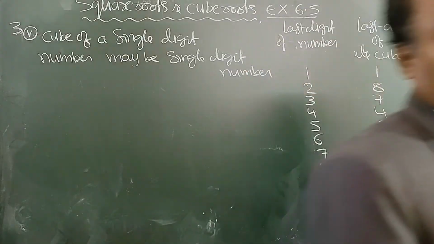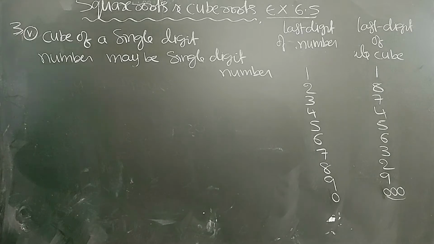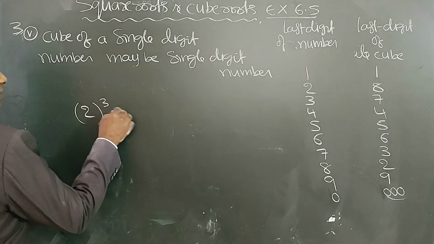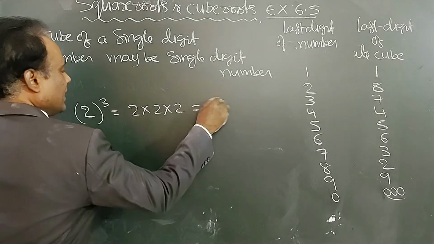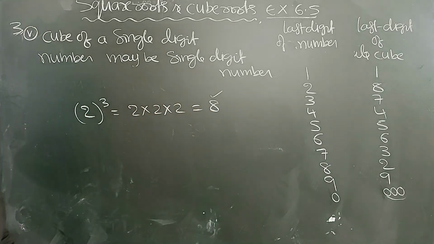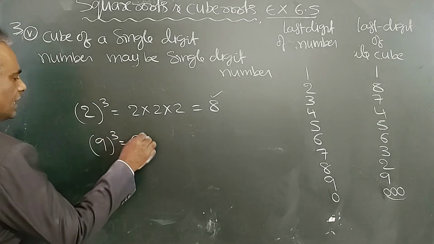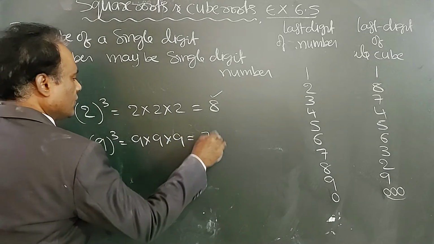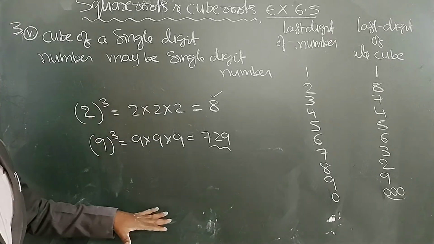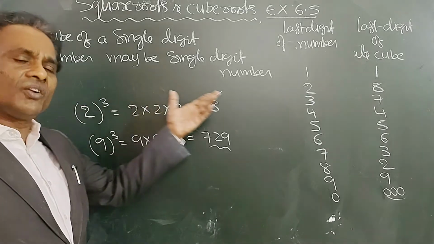Cube of a single digit number may be a single digit number. It is not that it should be, maybe. It is possible because 2 is a single digit number. What is 2 cube? 2 into 2 into 2, 8. 8 is also a single digit number. Sometimes, if it is 9, 9 cube is 9 into 9 into 9, which is 729. It is not a single digit number, but maybe, may not be. So for 2 it is correct. For 1 also it is correct. 1 cube is 1 into 1 into 1, 1.